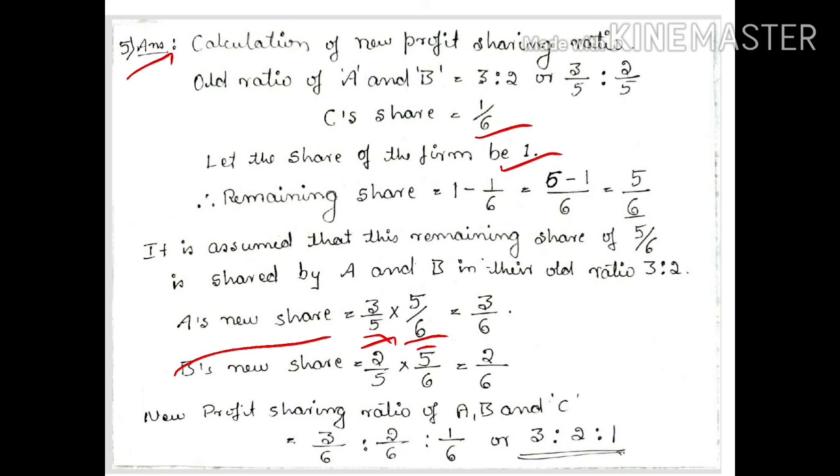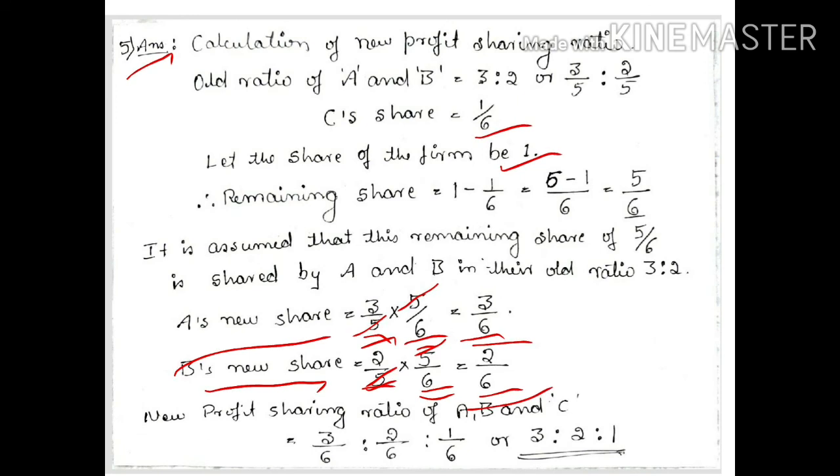So here 5 and 5 get cancelled. So 3 by 6. Or else you can write 5 into 3, 15 divided by 30 also. So 5 gets cancelled here, so 3 by 6. Next, B's new share. Old share of B is 2 by 5 and remaining share 5 by 6. Here also 5 gets cancelled. So 2 by 6.